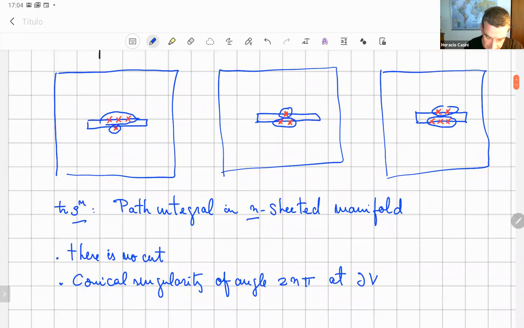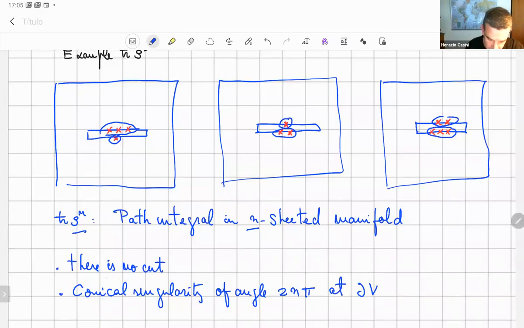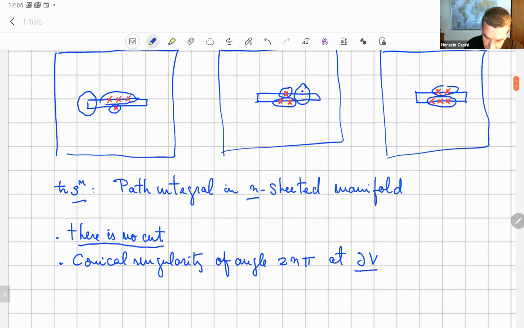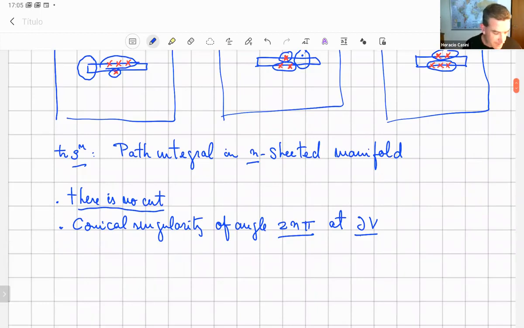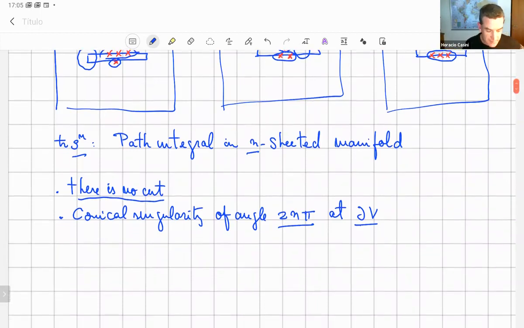The first thing on this geometry is that there is no real cut. In the geometry, I showed you that if you are at a point here, you move around this point and you will find that there is a normal Euclidean plane around this. But there are conical singularities at the boundary of the region, which have an angle 2 pi n. So this gives you the computation of traces of rho to the n.